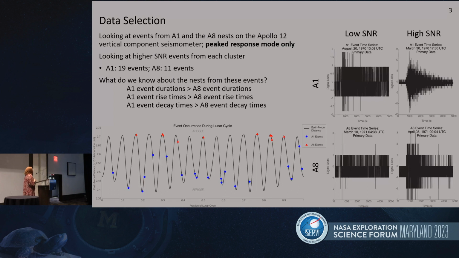And what we see is that when we look at their event occurrence during the lunar cycle, A8 events occur during lunar apogee, so when the moon is furthest away, and A1 occurs on the opposite side at lunar perigee.